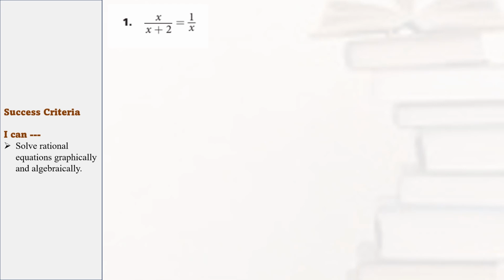So how can we start the equation? By cross multiplying each other. So see here, x times x is x power 2, that is x square, equals to, now 1 times x plus 2. Even if you don't write here anything, it's fine. So you will get x square equals to x plus 2.